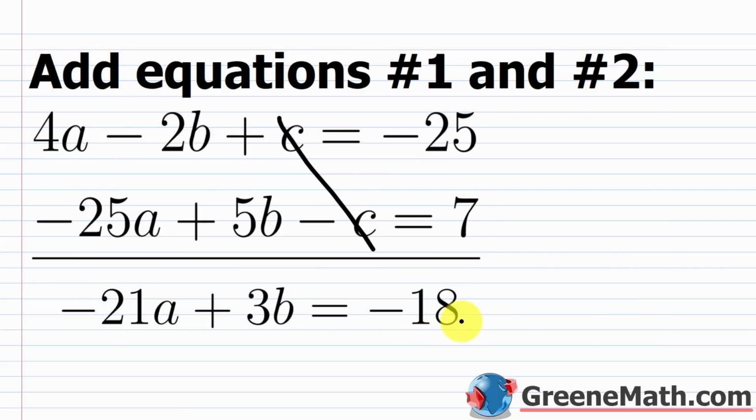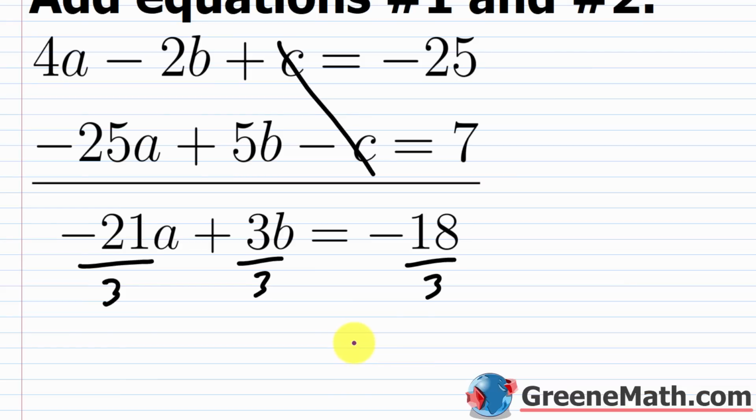Again, just go ahead and simplify this so you're working with smaller numbers. I'm going to divide everything here by 3. Again, you don't have to do this. It just makes the problem easier to work with. So negative 21 over 3, that's going to be negative 7. Let me write equation 4 here. So that's negative 7a. And then 3 over 3 is 1. So plus b is equal to negative 18 over 3, which is negative 6.